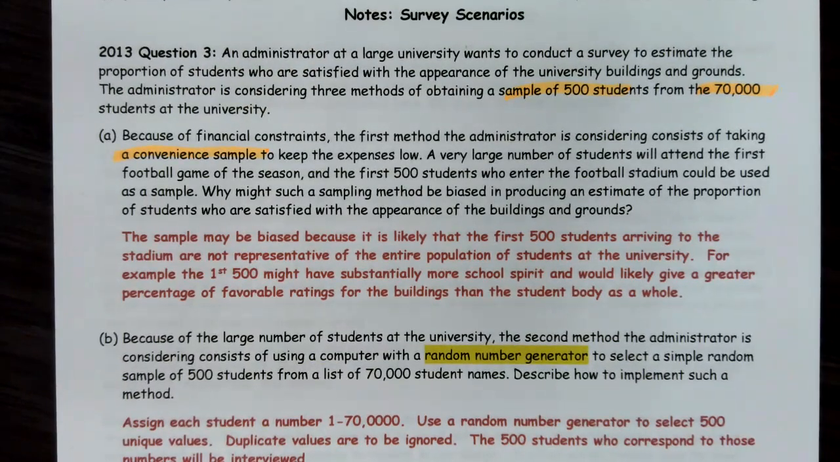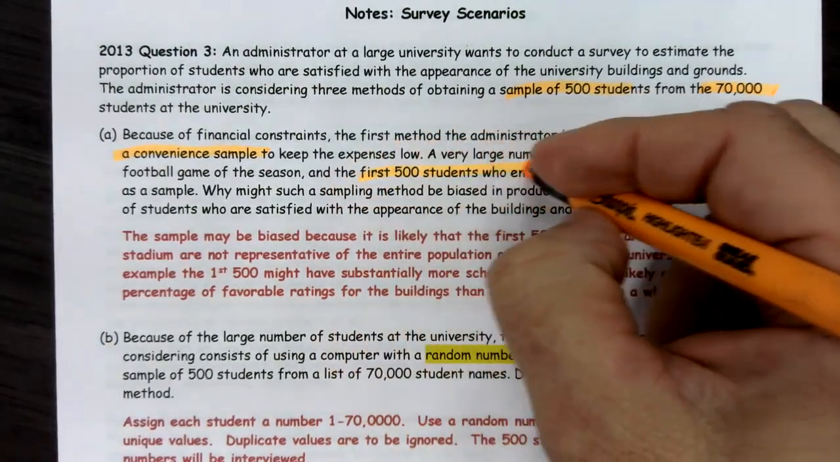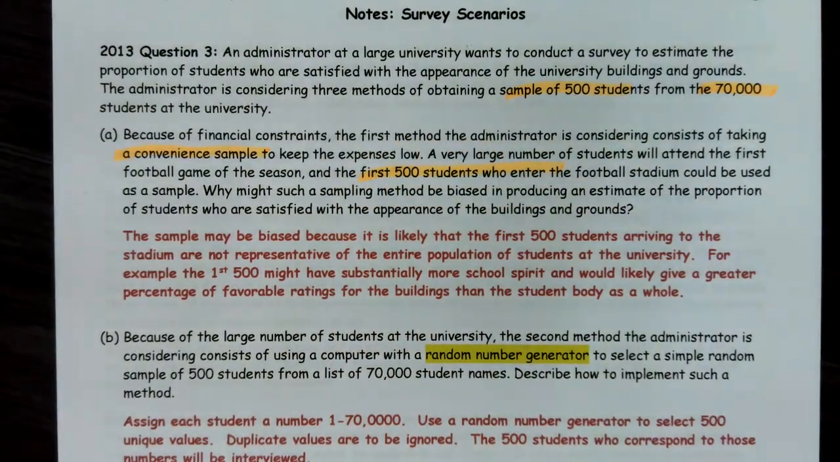A very large number of students will attend the first football game of the season, and the first 500 students who enter the football stadium could be used as a sample. All right, so we're looking at the first 500 to enter the game. So let's think about those first 500. They're likely highly spirited. They probably love their school. Okay, maybe it's the football team, and of course they like it. So why might such a sampling method be biased in producing an estimate of the proportion of students who are satisfied with the appearance of the buildings?